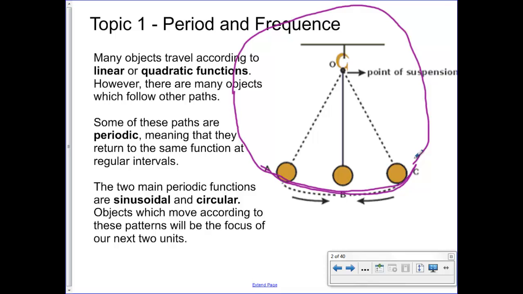Does that make sense? Oh, they left. Okay, I'll keep going and that's why I'm taping it, I guess. So far, so good? Okay.